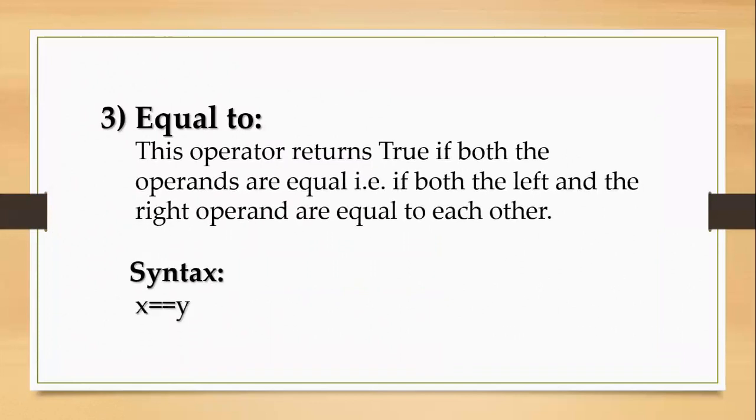Third one, equal to operator. This operator returns true if both the operands are equal, that is, if the left operand and the right operand are equal to each other. The syntax of equal to operator is x equal to equal to symbol y. Here for the equal to operator we should use two equal to symbols.